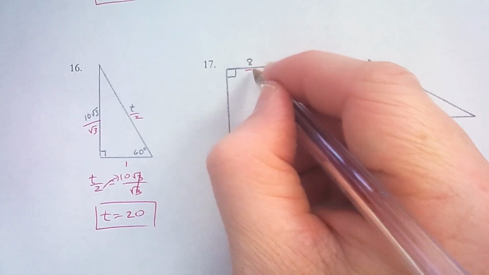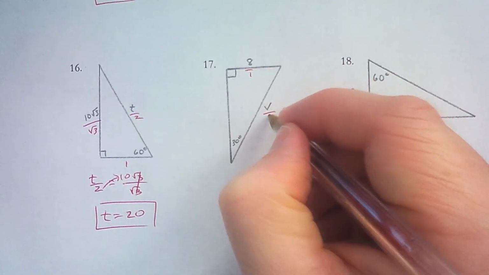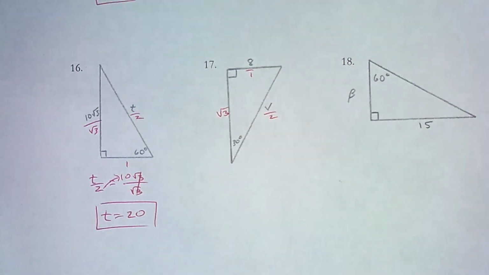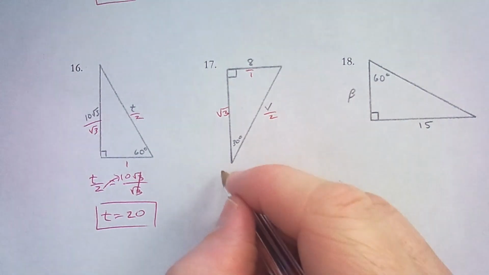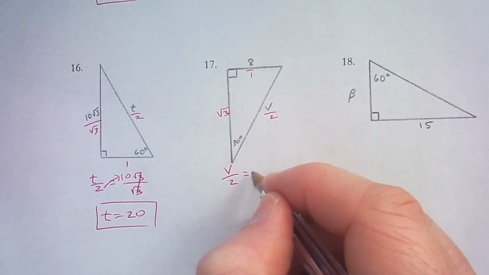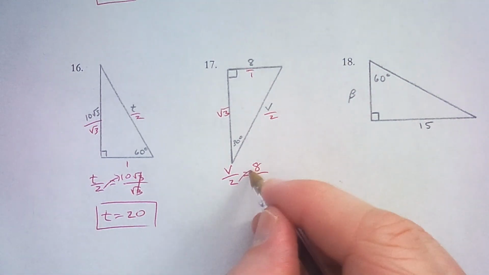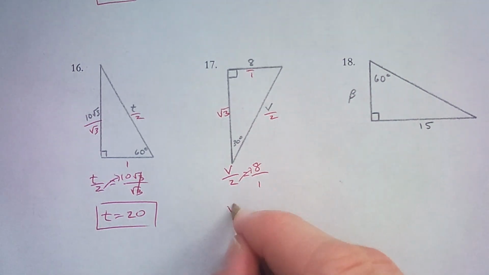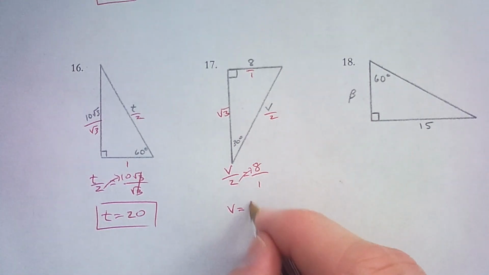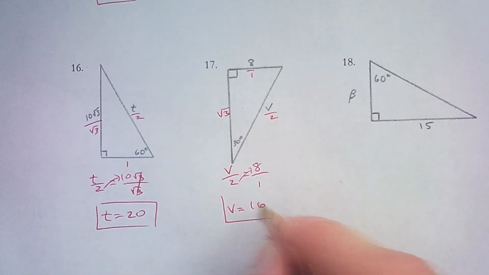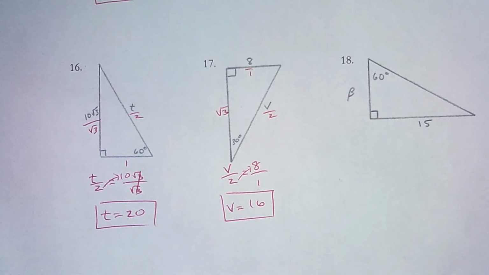Okay, number 17. Short leg is to 1, hypotenuse is to 2, long leg is to root 3. So I have v is to 2, as 8 is to 1. And I will cross multiply here and get v equals 16, and that's over 1, so just 16.